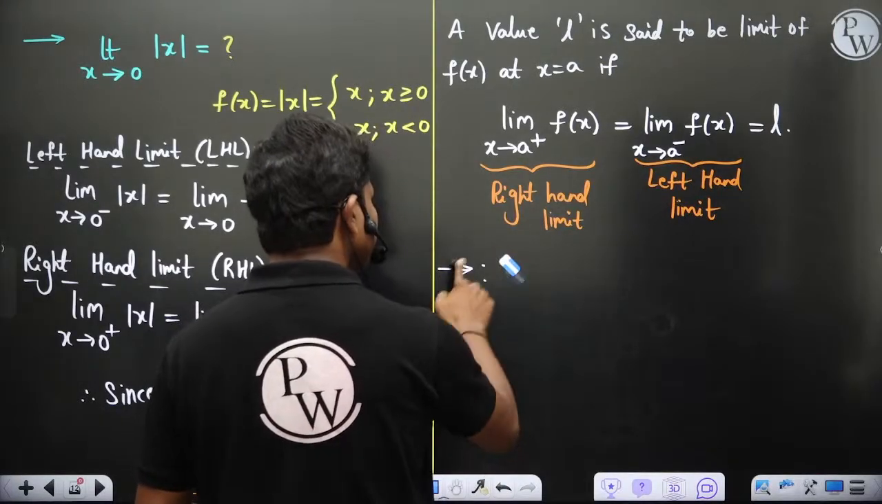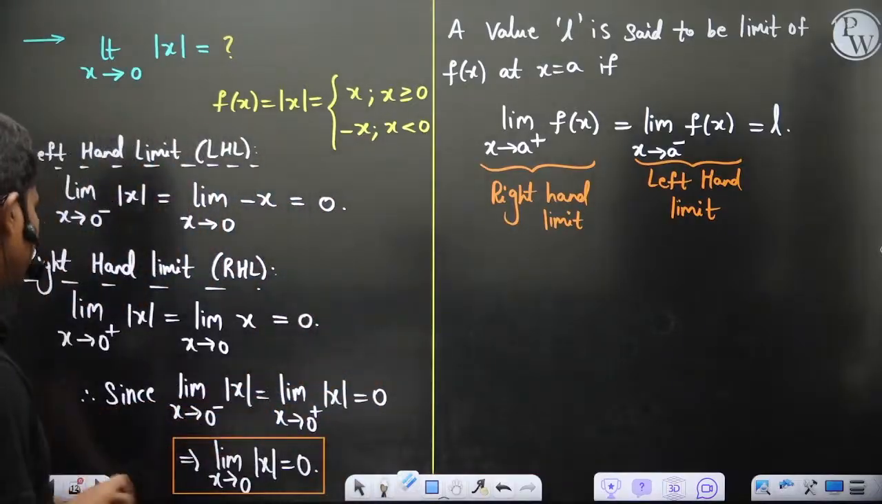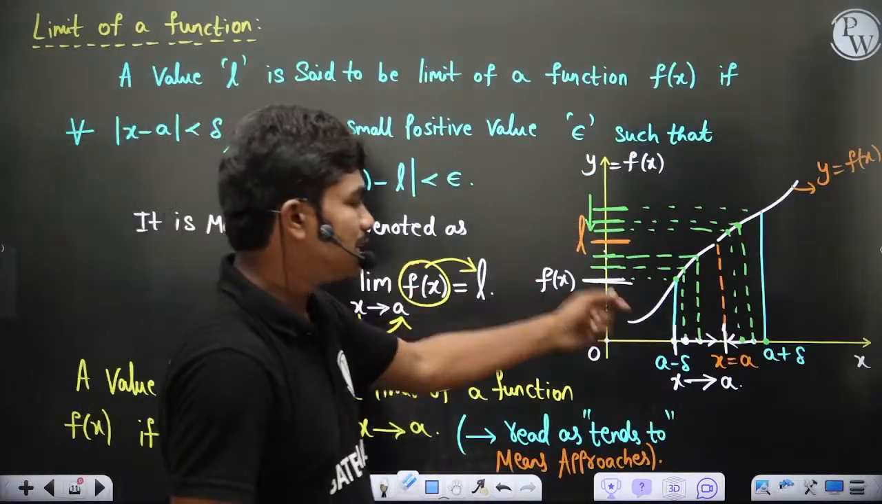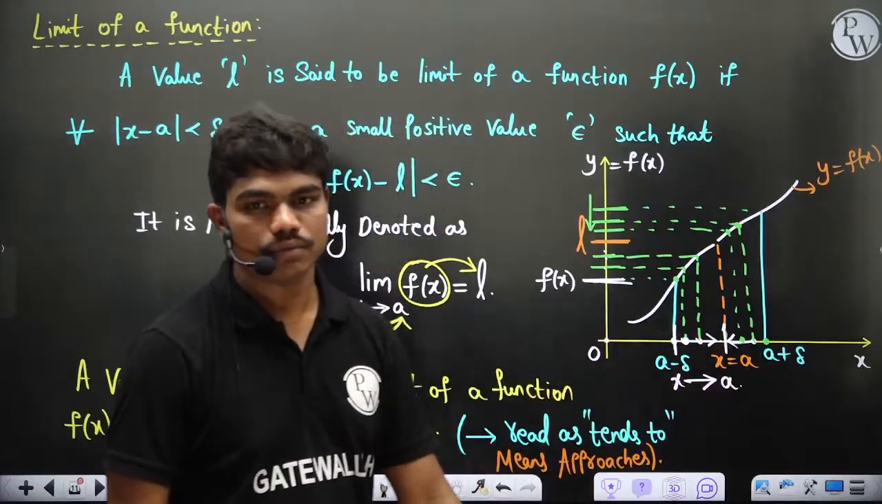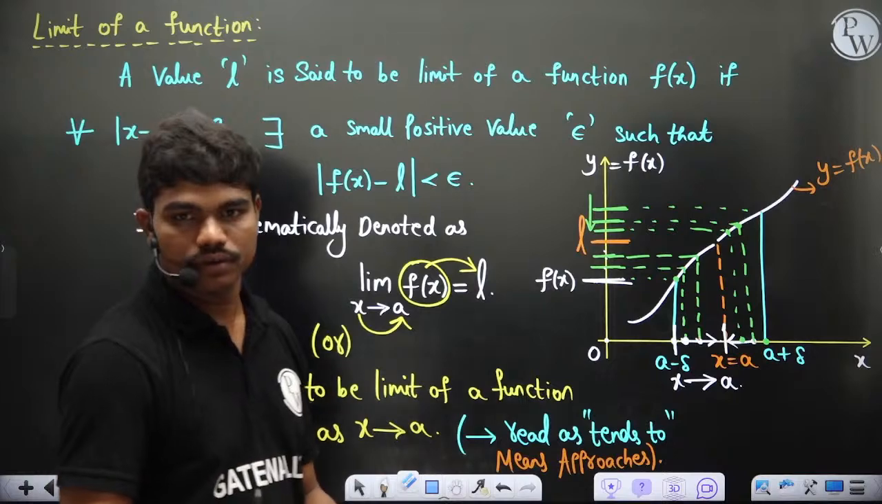This point we'll teach later because I want to teach you differentiation also. So the definition of limit is basically the value to which the function approaches as x approaches a particular value. These are the two definitions. I hope everything is clear to all of you now.